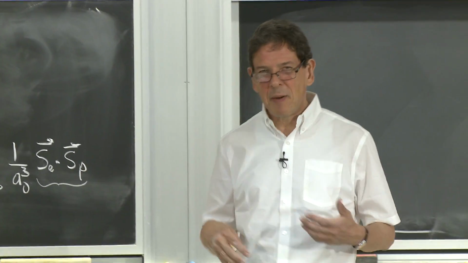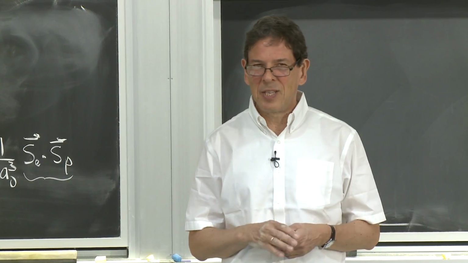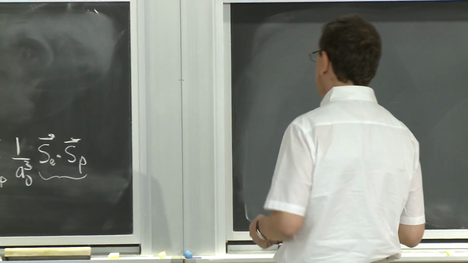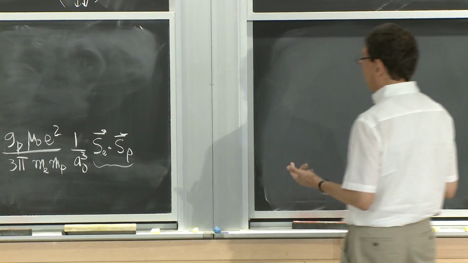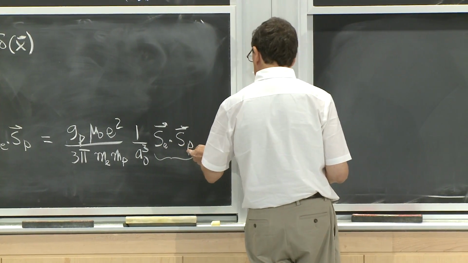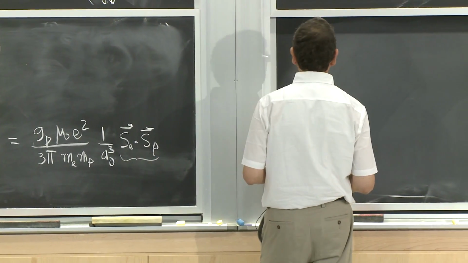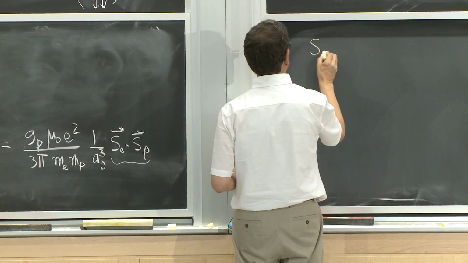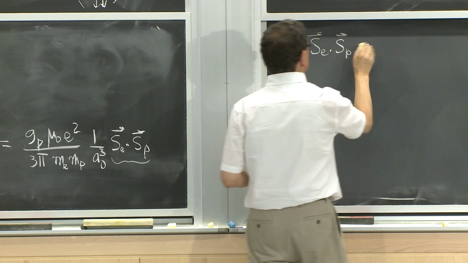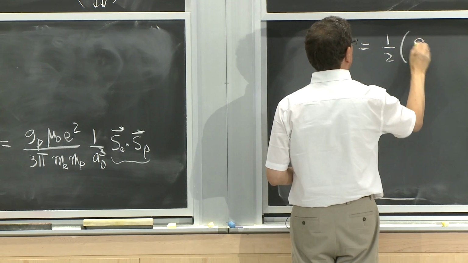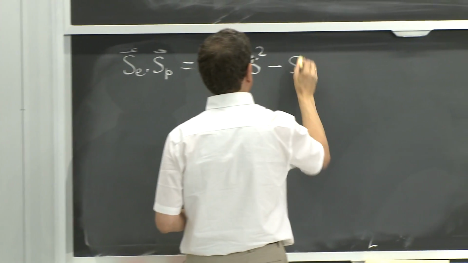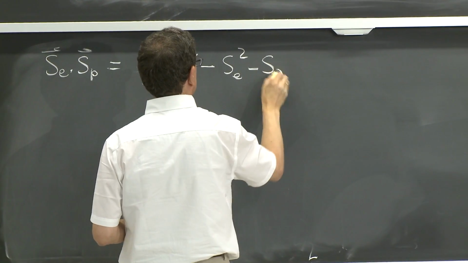Now, whenever you have a product of spin operators, you know that the sum is relevant because of the simple identity. If you form the sum of these two operators and call that S, you would have that SE dot SP is 1/2 of S total squared minus SE squared minus SP squared.